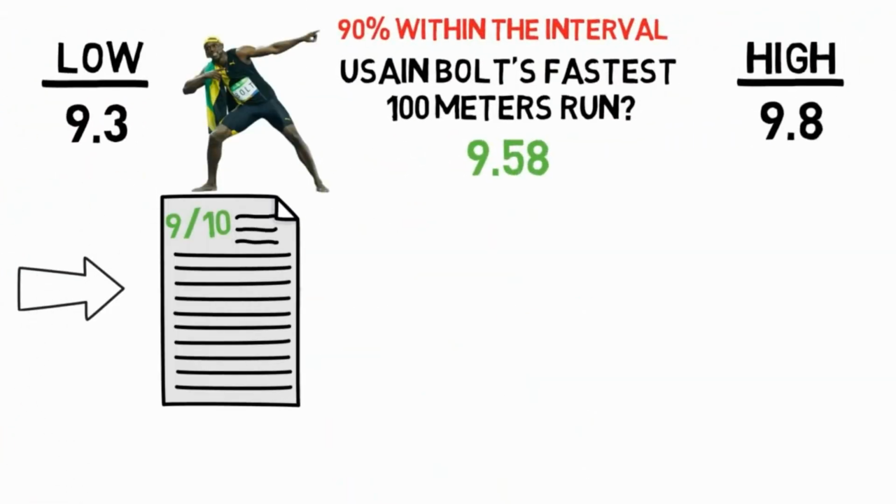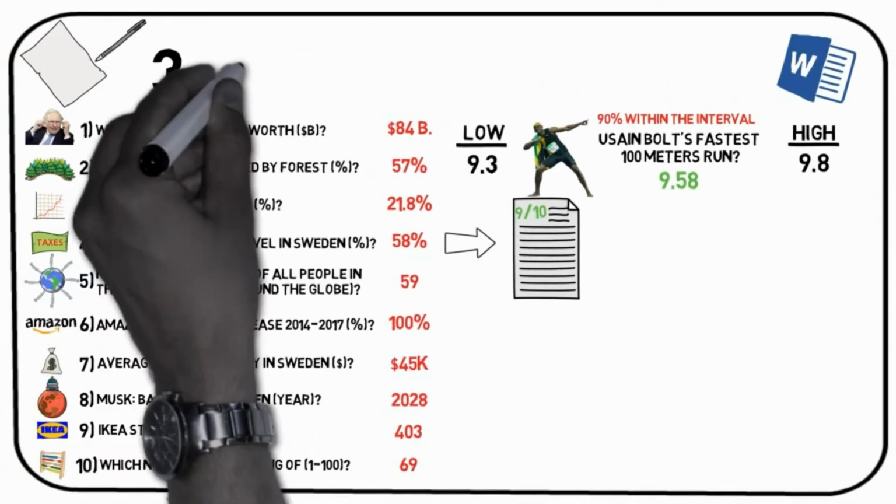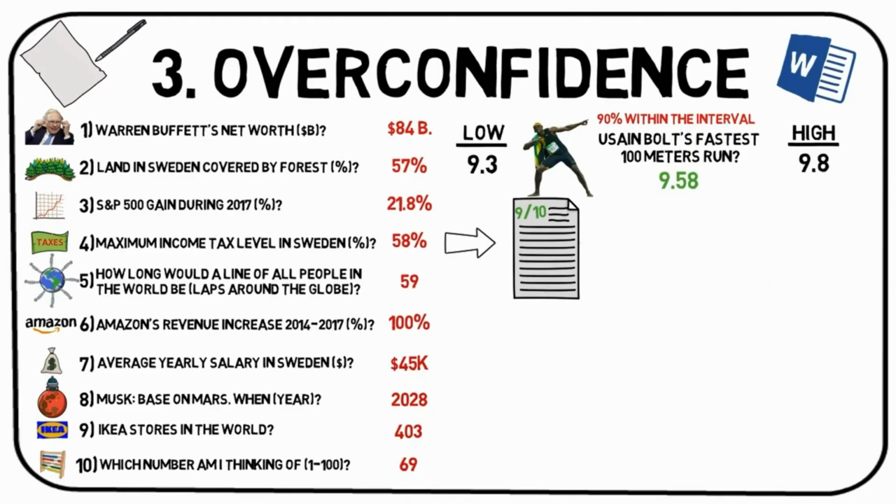Remember, you weren't asked about the exact answers, only an estimation that would be correct in 90% of the cases. If you had less than 9 right answers, you might be a victim of overconfidence, which is our third takeaway.